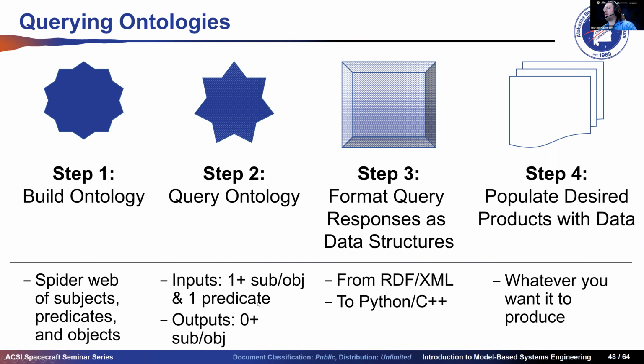So you do this by inputting 1 or more subjects and objects, and then 1 predicate, and then it'll output 0 or more subjects and objects. And they're just things that exist. The subjects and objects are things that exist within the ontology, and the predicates are the relationships between those things. So then all of those query responses can be formatted as a machine readable data structure.